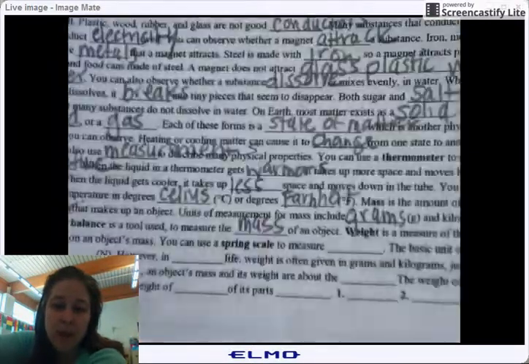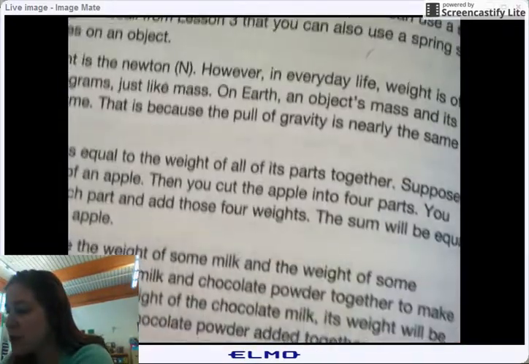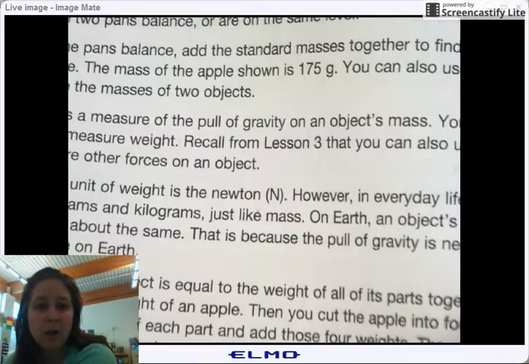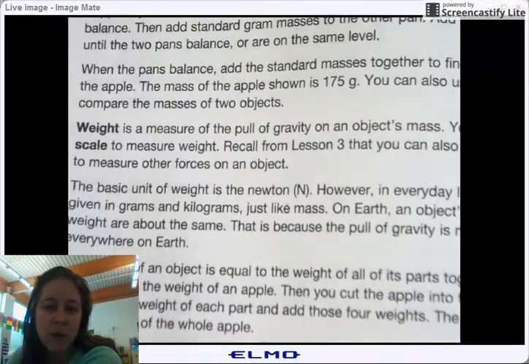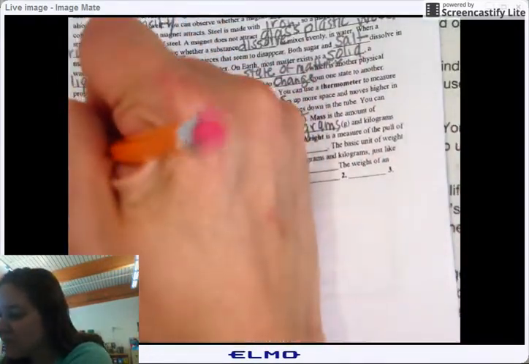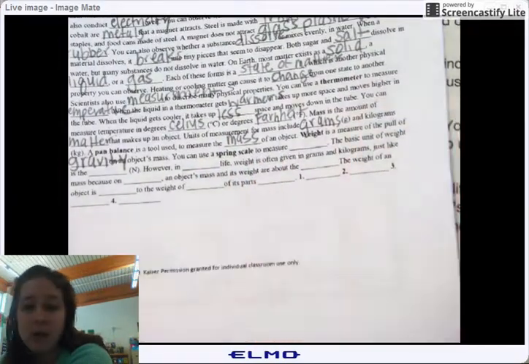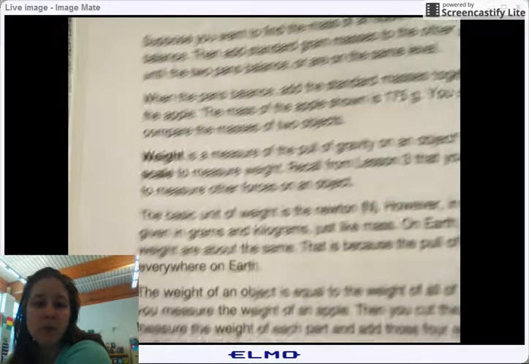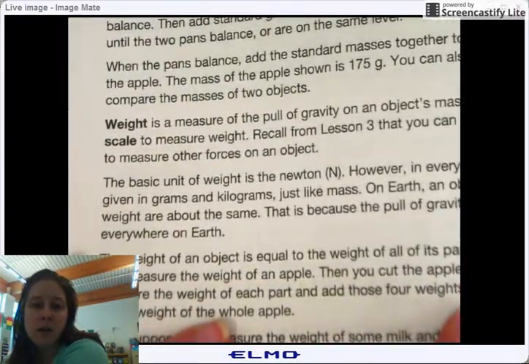So, back here, weight is a measure of the pull of gravity on an object's mass. You can use a spring scale to measure weight. We're going to use a spring scale to measure weight.